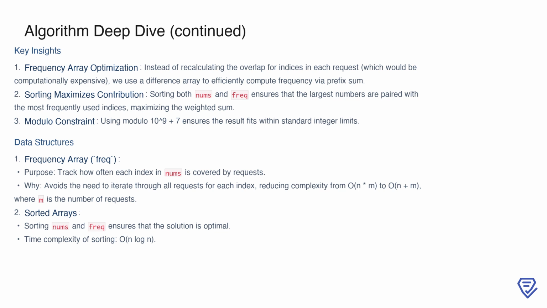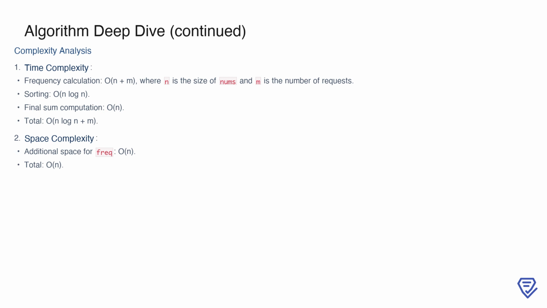Together, these components reduce the problem's complexity and make the solution scalable. Analyzing the complexity of this approach, the time complexity involves three main steps. First, calculating the frequency array using difference array updates and a prefix sum is O(n + m), where n is the size of nums and m is the number of requests.